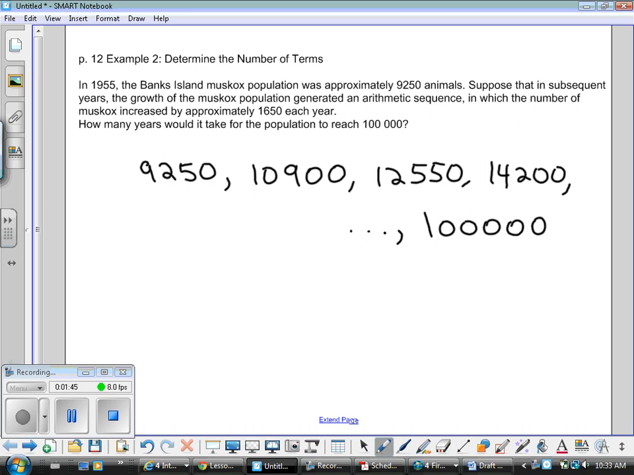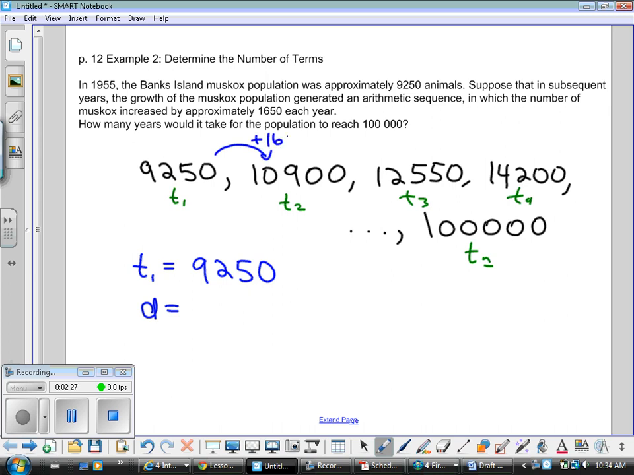Not necessarily the last term, because it obviously would continue to grow, but that would be our nth term. And the reason that we call that the nth term is because we don't know what number goes here. So this is T1, this is T2, this is T3, this is T4, and this is Tn, and n is our unknown. Remember we have an arithmetic sequence, and so it's got certain characteristics. The first term is 9,250. The common difference, that's what we add to each term to get the next one, is 1,650.